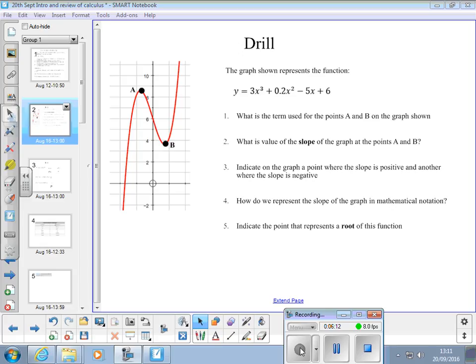Right, what do we reckon then? Terms for the 2 points, A and B. Anyone got any ideas? Anyone offer anything up? Ed? Turning points would be one term you could use, yeah. Can you specifically, though, separate A from B?